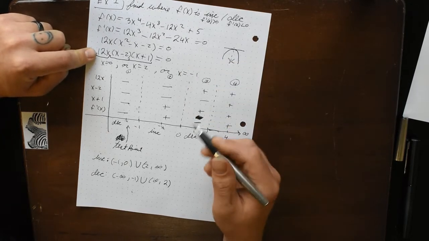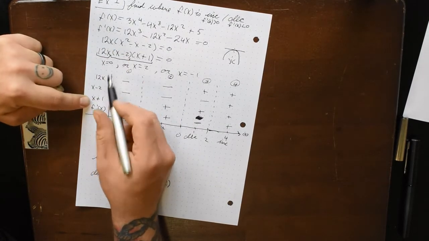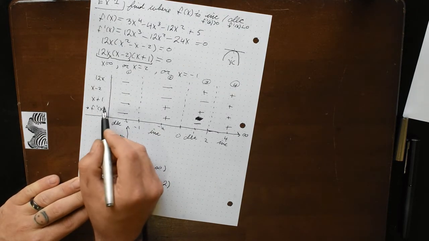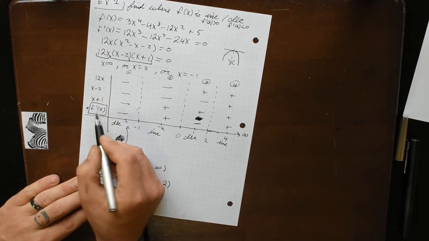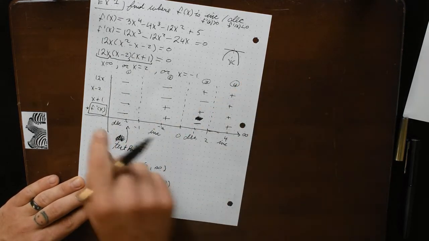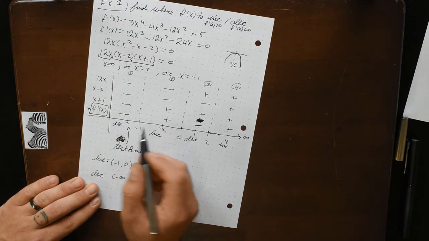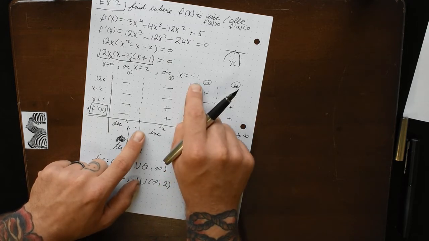Then you make a sign chart. Each of your factors, 12x, x minus 2, x plus 1, goes in a column, along with f prime of x. This is the thing we really care about. Getting information about this thing is why we're doing all of this. So don't forget an f prime of x here. And then you pick any value in between where your derivative equals 0. So our derivative equals 0 at -1.